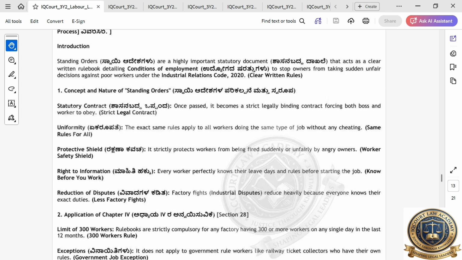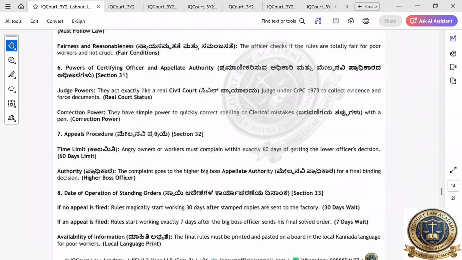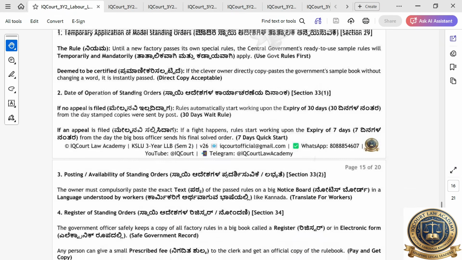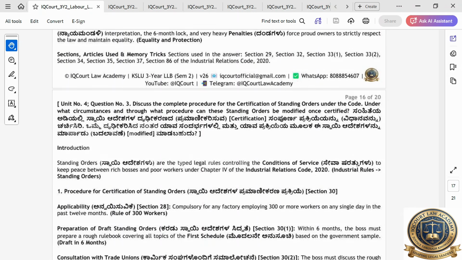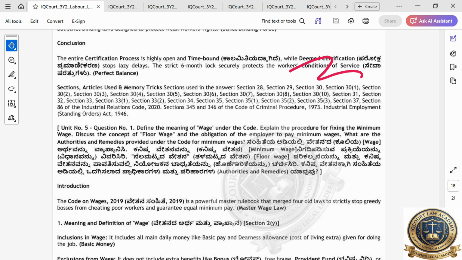Earlier it was a separate act. Now it is included in the Industrial Relations Code. This is the fourth unit. Only 2 questions we have provided, and the registration, posting, modification of standing order, everything is explained. Temporary and this third, 3 questions we have provided. This is certification and procedure of standing order. 3 questions we provided in the fourth unit.